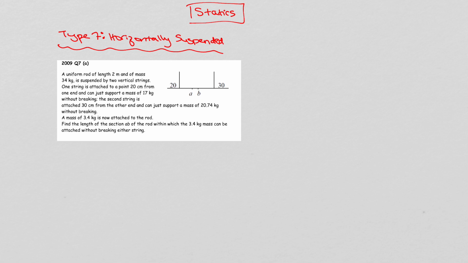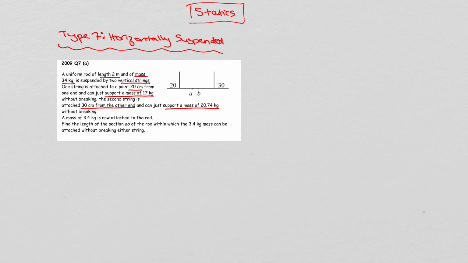So what we have here in 2009 is a uniform rod of length 2 meters and a mass of 34 kilograms, and it's suspended by 2 vertical strings. So we don't need to resolve those strings. One string is attached at a point 20 centimetres from one end and can just support a mass of 17 kilograms without breaking. And the second string is attached 30 centimetres from the other end and can support a mass of 20.74 kilograms without breaking. So they are basically representing the upward forces.